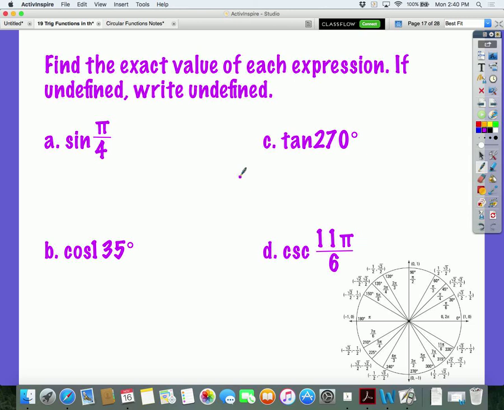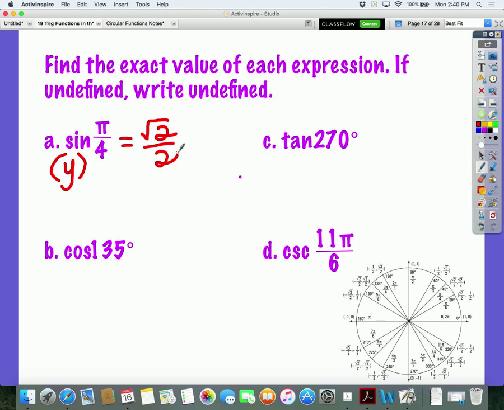Sine is what coordinate? Sine is y. From before we went over the unit circle. So sine's y. So basically, wherever pi over 4 is, you're looking for the y coordinate of pi over 4. What's the y coordinate of pi over 4? So that is your answer. That is the exact value of sine pi over 4. It is the y coordinate of pi over 4.